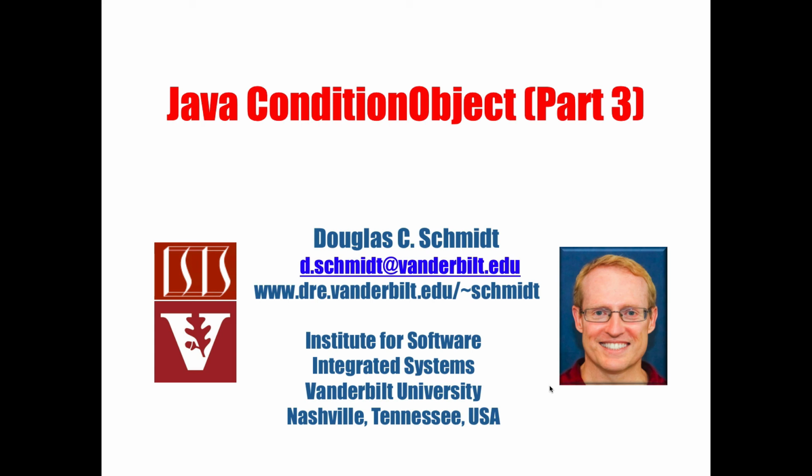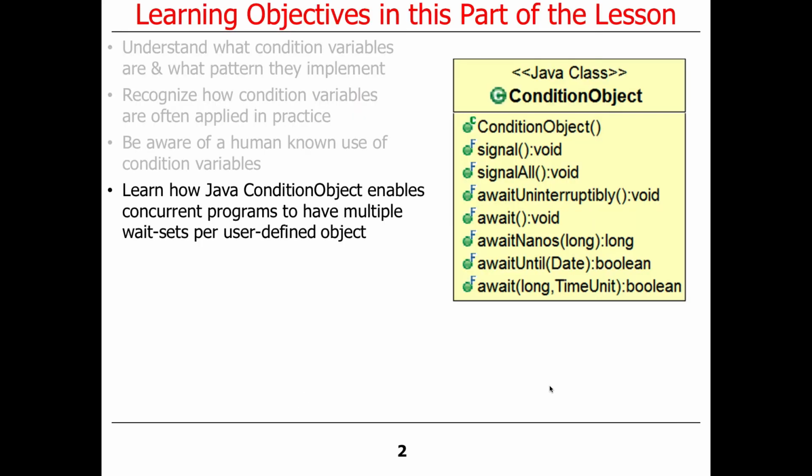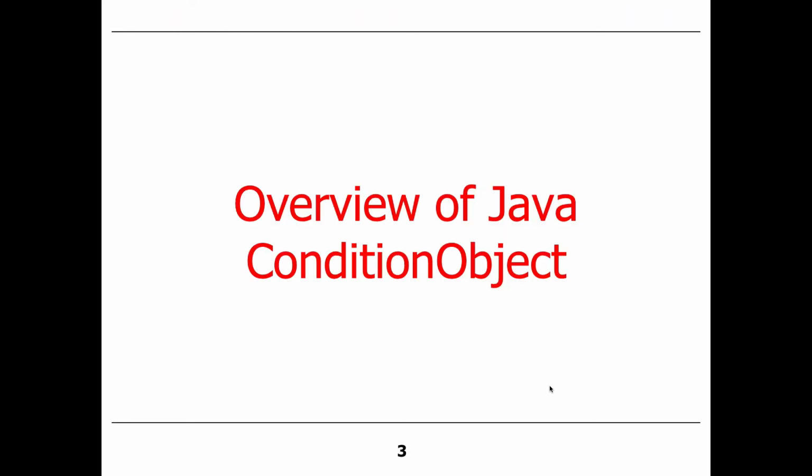What we're going to do now that we've given the background is talk about Java condition objects, and I'll explain how Java condition objects allow concurrent programs to have multiple wait sets per user-defined object. An object in this case is just a Java object, and we'll see that out of the box, if you use the built-in condition variable that's part of the monitor object that every object in Java is, you have limitations. You can only have one wait set per object. When you use condition objects, you can have multiple wait sets, and I'll explain why that's significant.